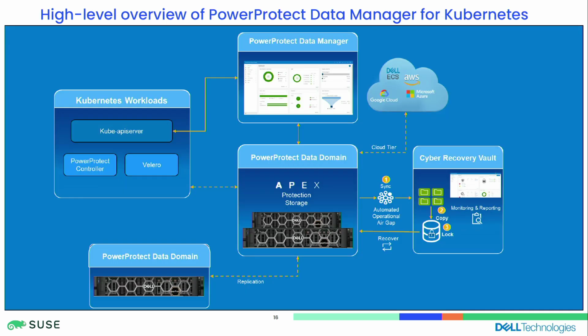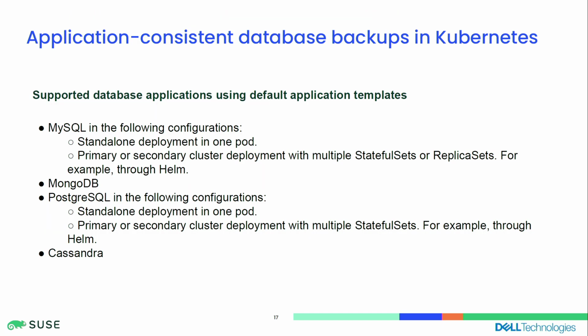I covered that already. A high-level overview for Kubernetes. Basically, PPDM connects to the Kube API server in order to connect to Kubernetes. If you are using a load balancer, it will connect through the load balancer to Kubernetes. The backups are done to the main data center, and then can be replicated to the Data Domain appliance. And it also supports cyber recovery.